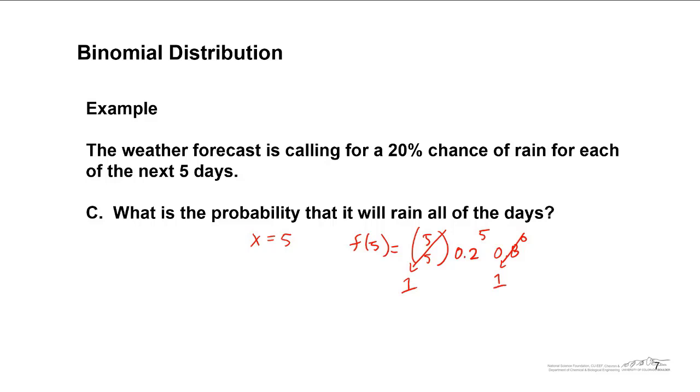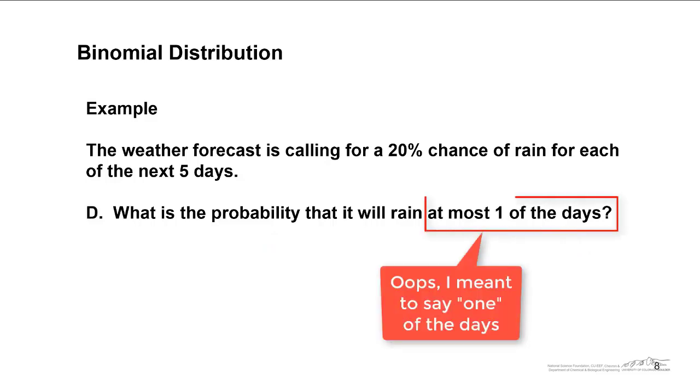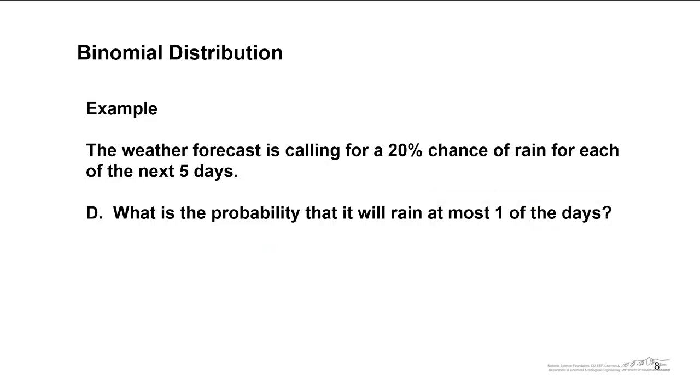And we end up with 0.2 to the 5th, which is 0.0032. So a very slim chance that it's going to rain all of the days. What is the probability that it's going to rain at most 2 of the days? So you should be careful and aware of these phrases, at most and at least.